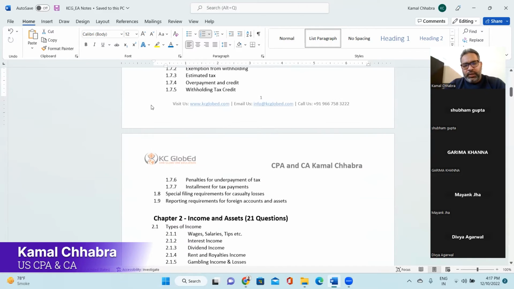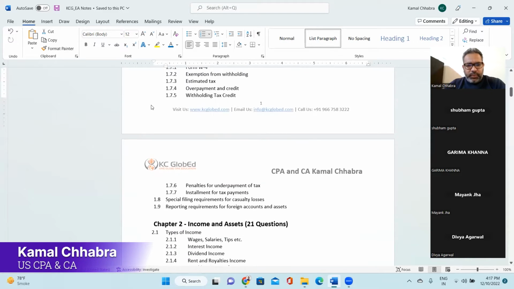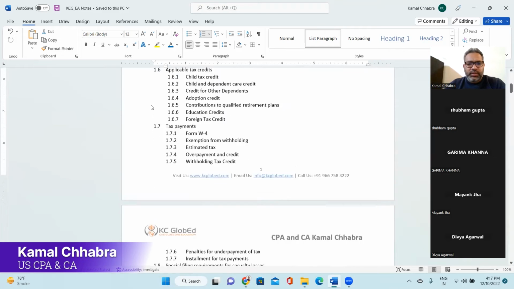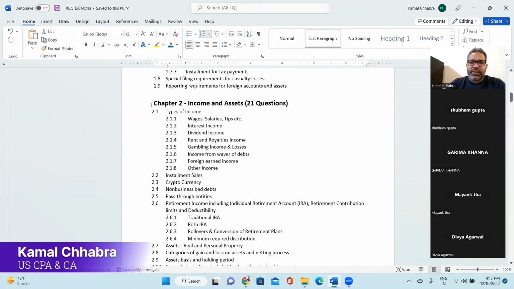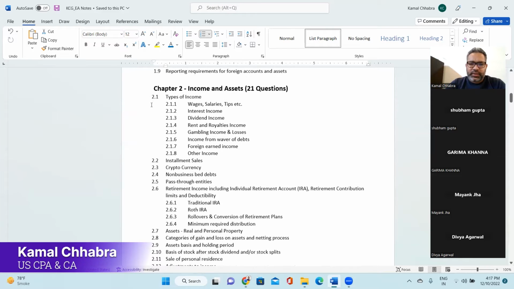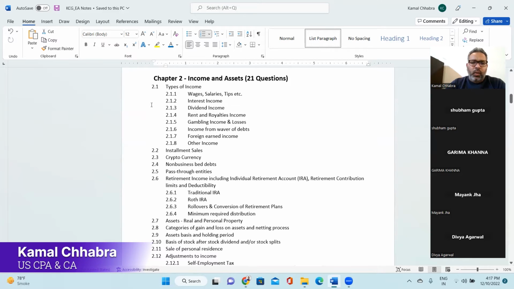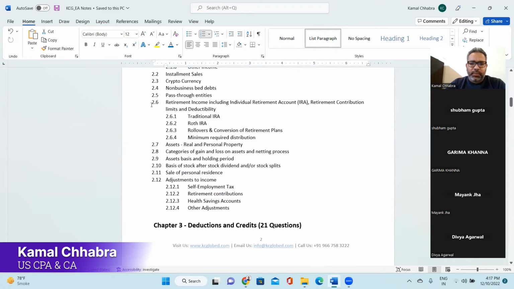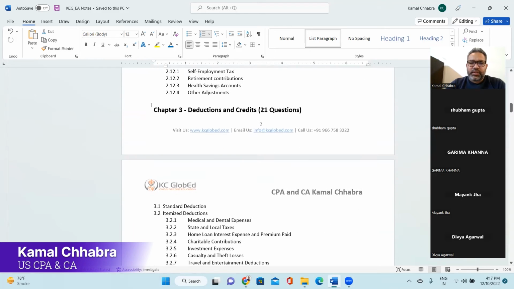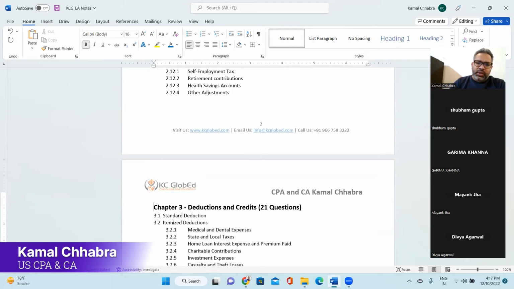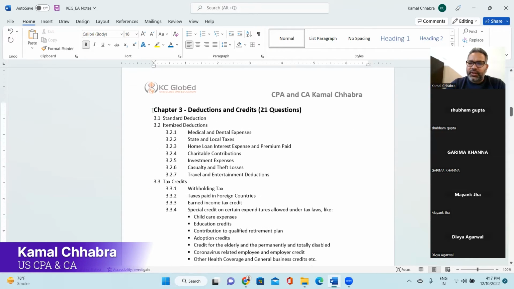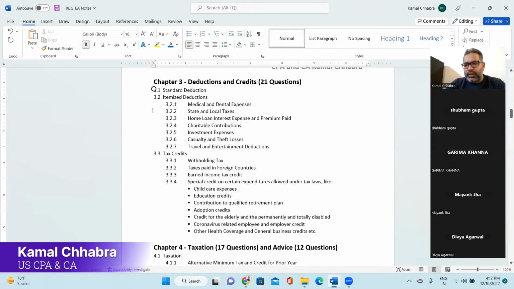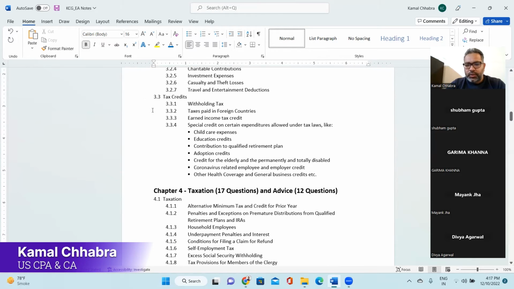So hopefully by the end of next week, we may be very close to the end of this chapter also, right? And then, as you've seen, the next chapter is about income and assets. There we have also covered all types of incomes and all types of assets. Then we discuss deductions and credits, from which you can expect around 21 questions, where we'll be covering standard deduction and itemized deduction. And then we touch base on tax credit as well, right?